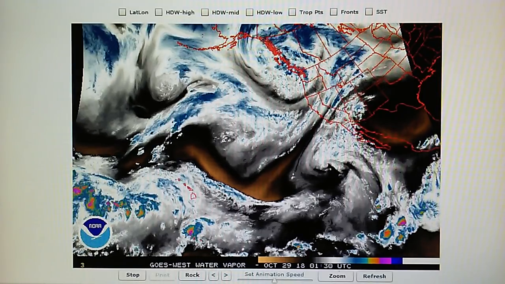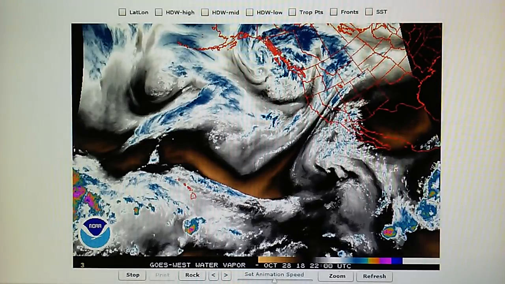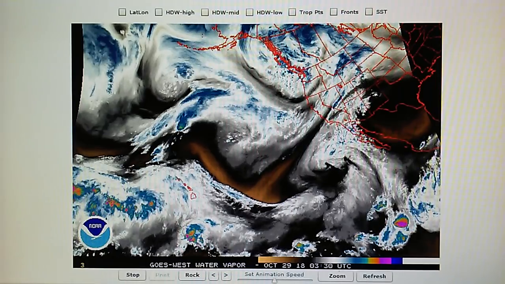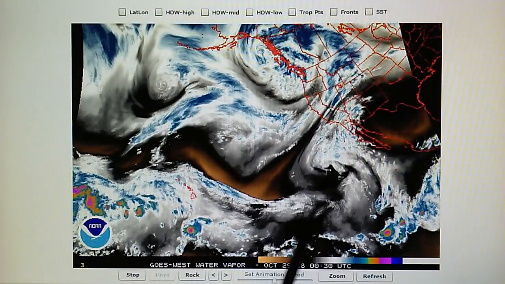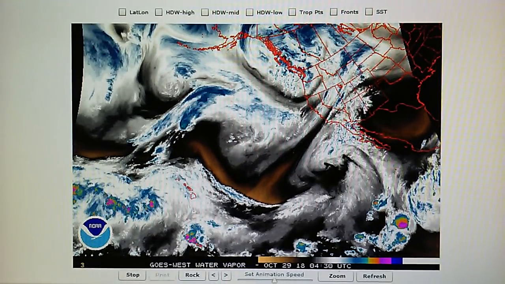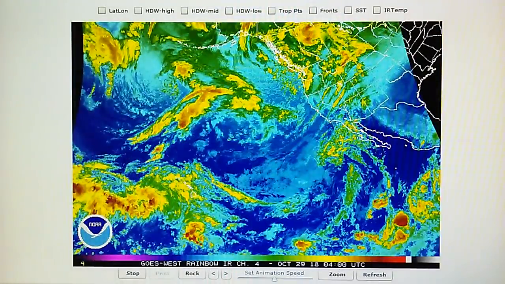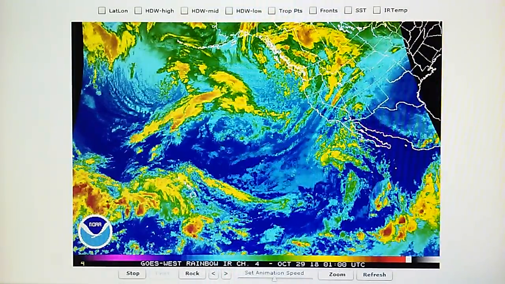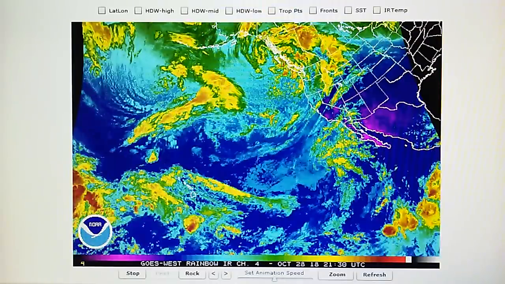It's really that simple. We have to have two components for precipitation. We have to have moisture in the atmosphere, and we can see it right here. There's plenty of that moving in. And we have to have lift in the atmosphere. And so the chemtrail aerosols prevent the lift.